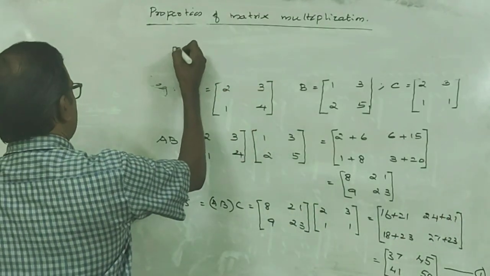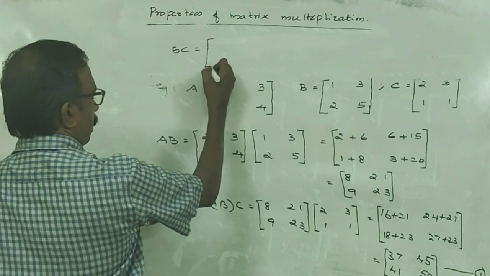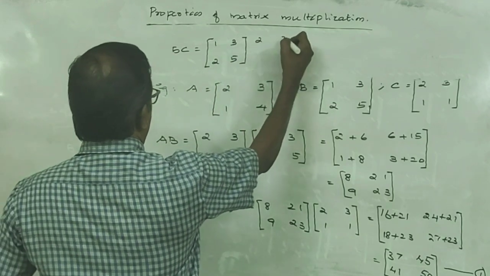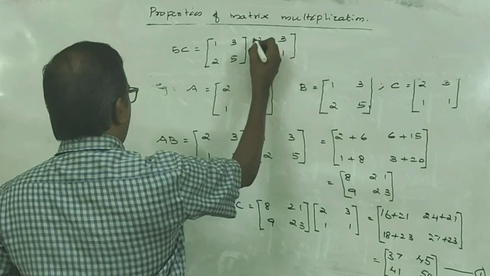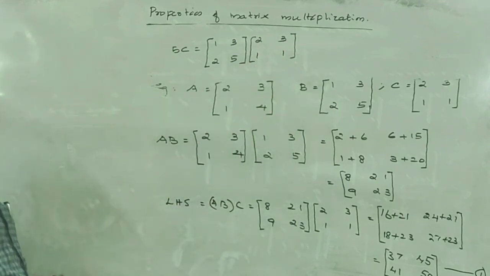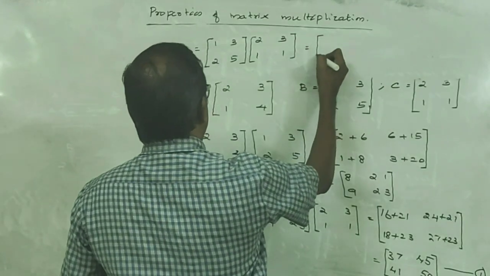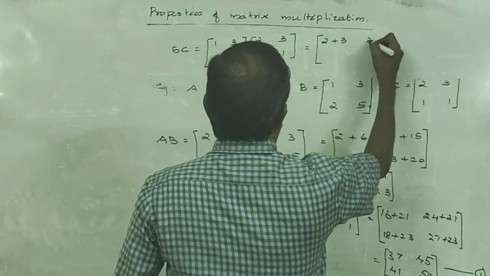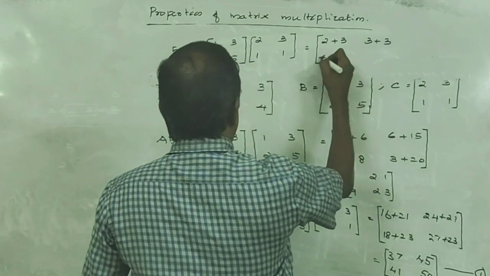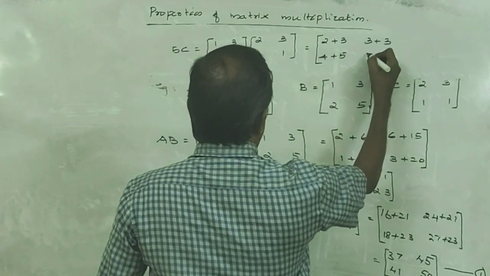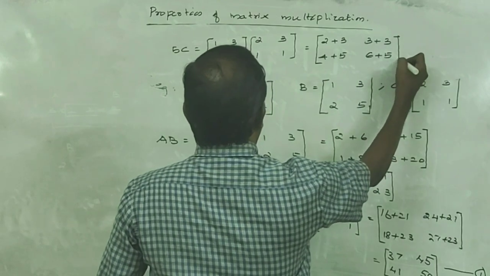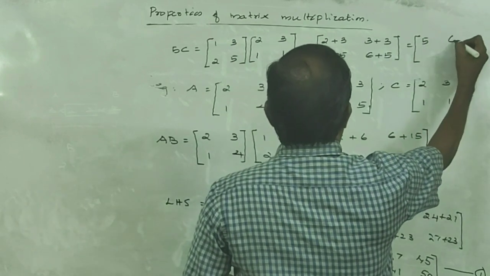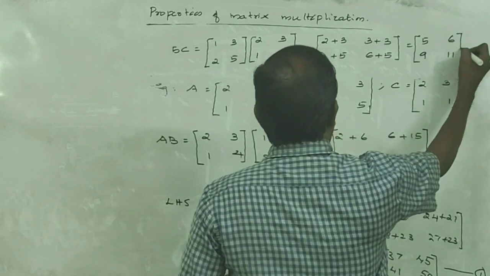Now the RHS, A into BC. So, the B matrix is 1, 3, 2, 5 and the C matrix is 2, 3, 1, 1. So we find BC. BC is equal to 2 plus 3, then 3 plus 3, then 4 plus 5, then 6 plus 5. So we get 5, 6, 9, 11. This is BC.